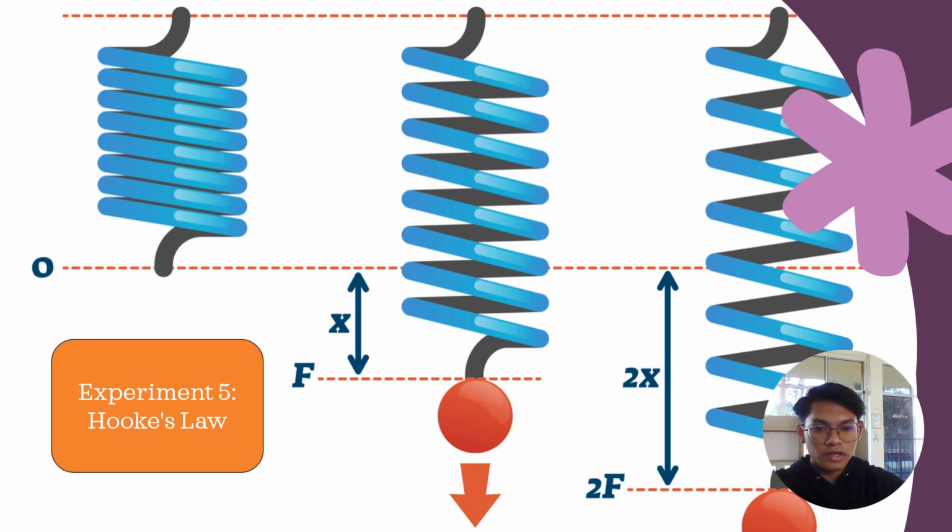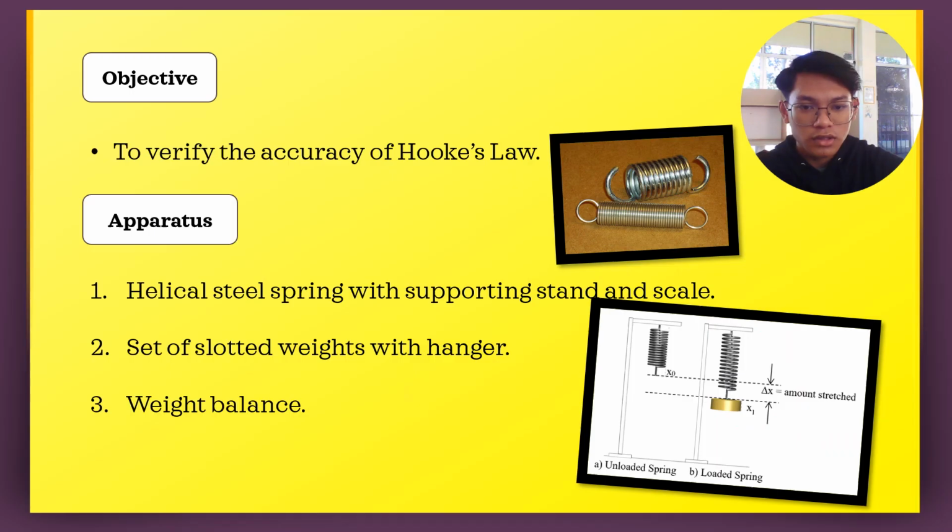Alright, so next we will be continuing with experiment 5, which is Hooke's law. The objective of the experiment is to verify the accuracy of Hooke's law. The apparatus is a helical steel spring with a supportive stand and scale.